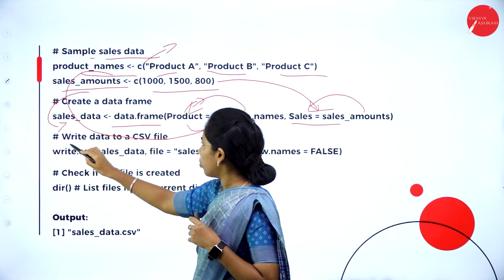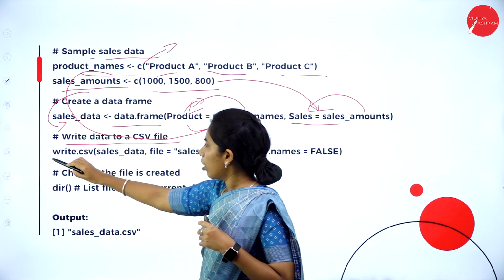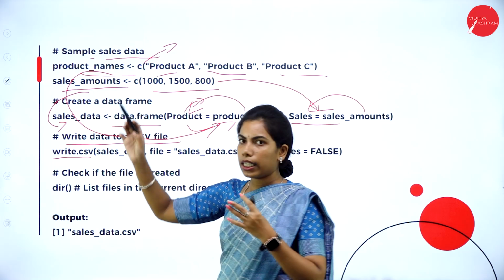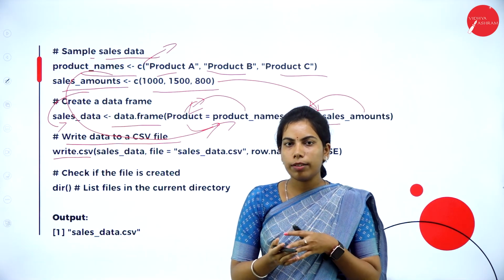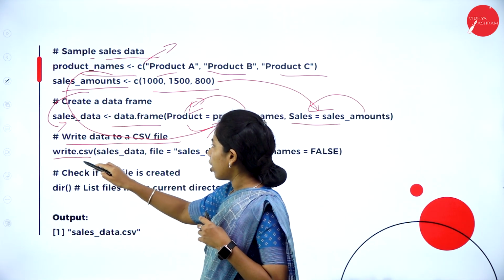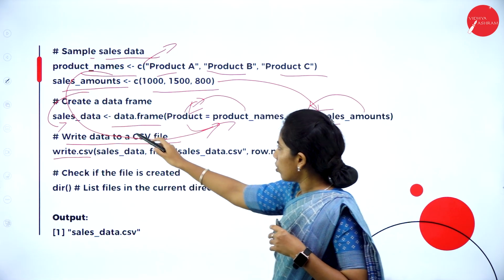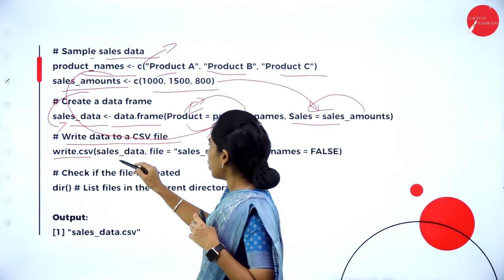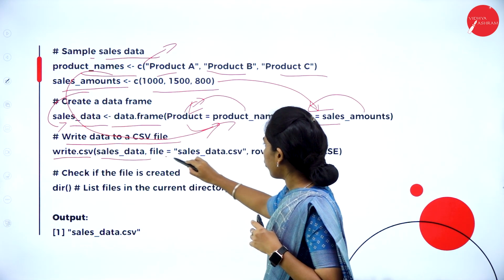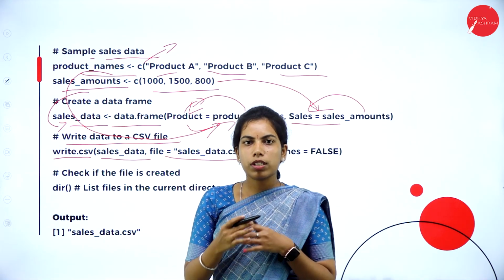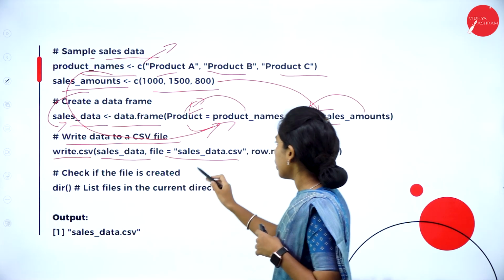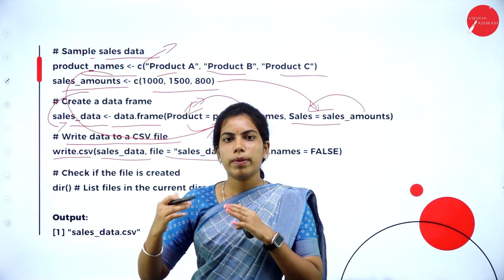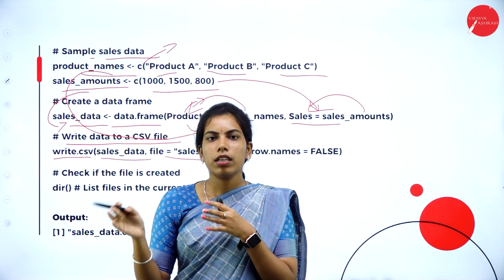When I write data to CSV files, I call write.csv. In sales data, you already have whatever operations you have done. So write.csv with sales data. Here you can see the data is stored in the variable sales data, and that's why we give sales data with the file name. The file name to save into the system is sales_data.csv. With that extension, it will be directly stored into the system.